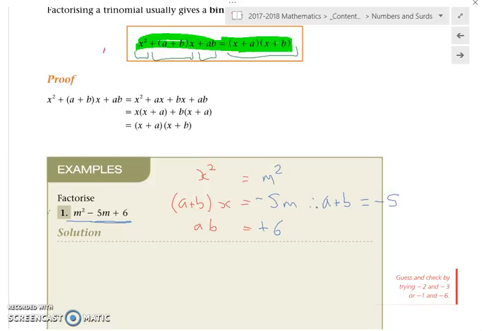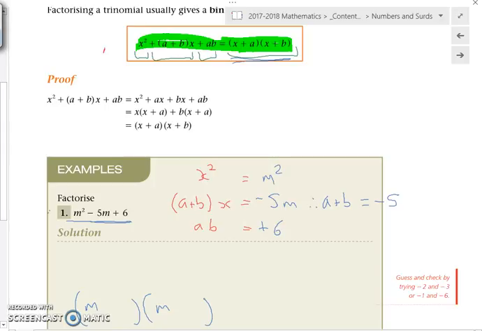Yeah? Okay. So can you see that in order to answer this question, we need to find a and b. If we find a and b, we can then write that. Yeah? So when you think about it, the answer is actually going to look like this. It's going to look like a binomial product. Cool? And this m times m gives us that. So we've already got that bit. What we need is the a bit and the b bit. Yes, it does.